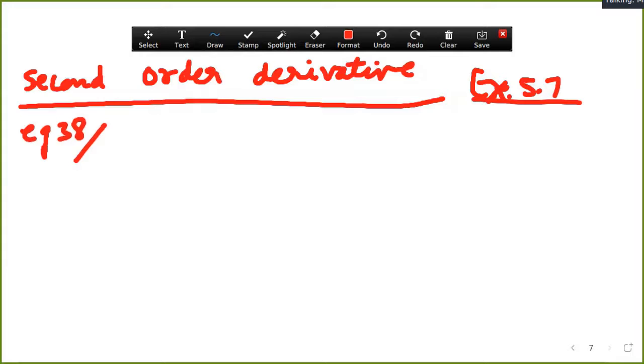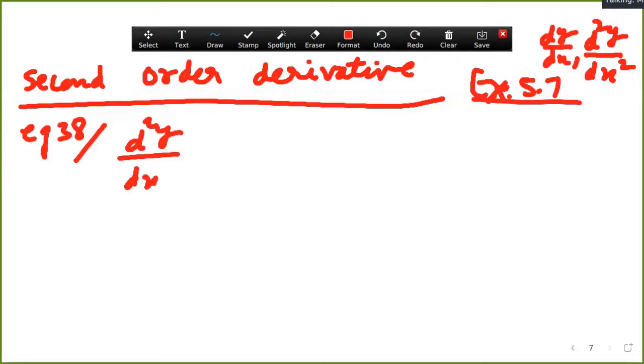You will understand easily by example. You have to find out the second derivative. Now, how to write down the second derivative? First derivative is dy upon dx. The second derivative will be written like this: d square y upon dx square. You have to check where the square is placed. This means second derivative, second order derivative.